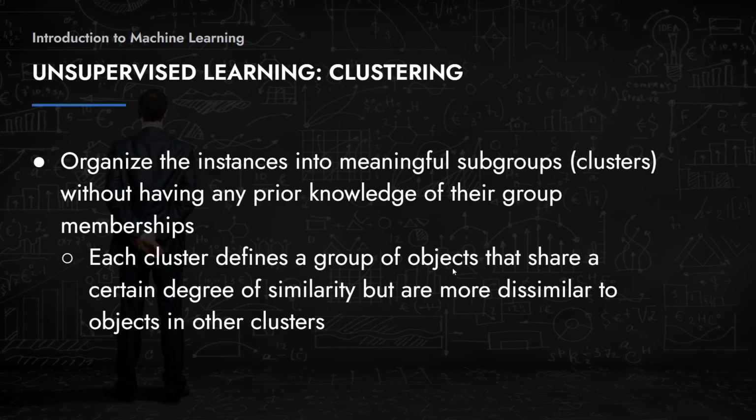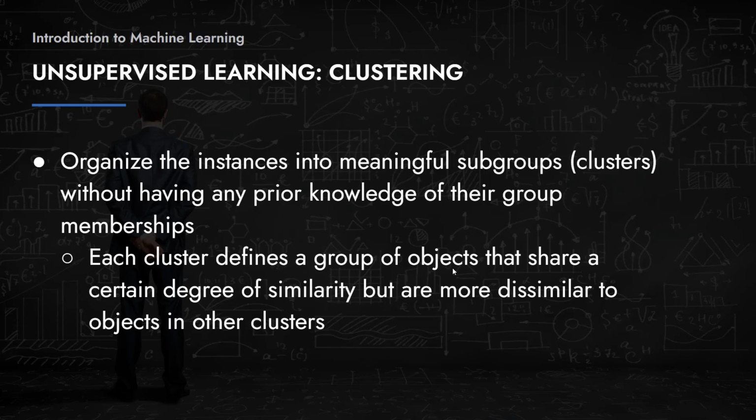So clustering organizes the instances into meaningful subgroups or clusters without having any prior knowledge of their group memberships. Each cluster defines a group of objects that share a certain degree of similarity, but are not more dissimilar to objects in other clusters. That's a very formal definition of what clustering is. You can pause the video and digest that. I tried to explain it in more layman terms in the previous slide, but that's essentially what clustering is.